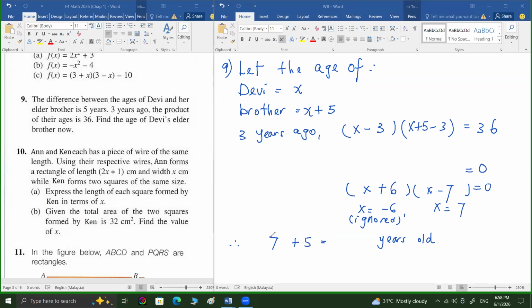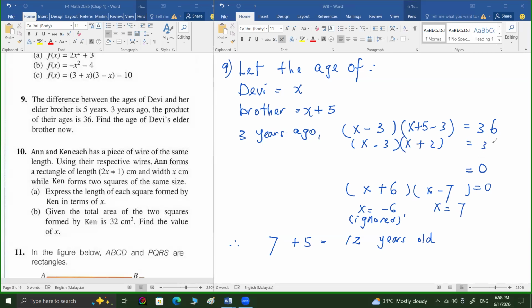So 7 plus 5, you got 12 years old. Can get 7 or not? Any of you can get 7? Let me know. I'll show you how. Okay, you know how to expand this one? x minus 3. This one is x plus 2?